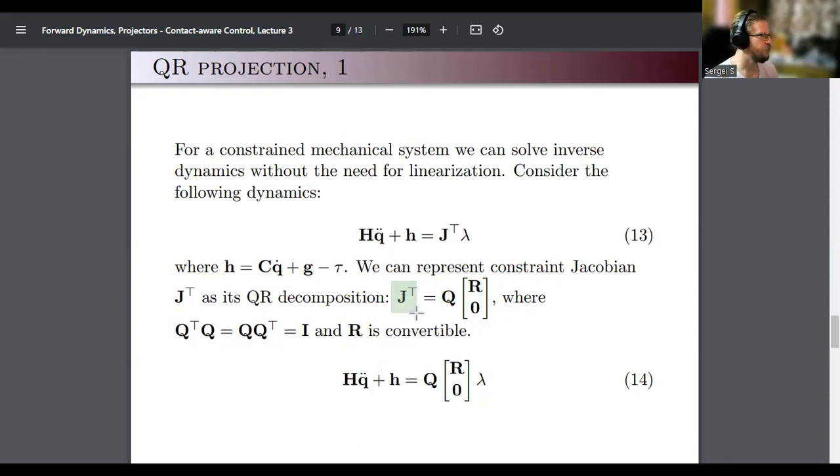So we can decompose the constraint Jacobian like this, and we get our equations in this form: H q double dot plus small h equals Q R times lambda. Notice we have some zeros here. That's because the Jacobian, of course, is not full rank. The Jacobian is full column rank, the Jacobian transposed is not full rank, so it would have some zeros here, because otherwise it would be full rank.